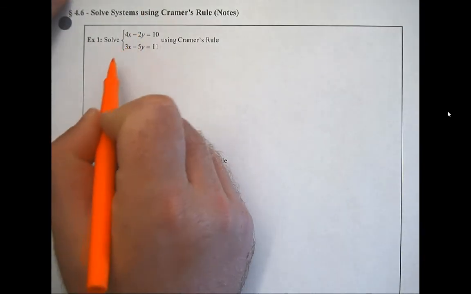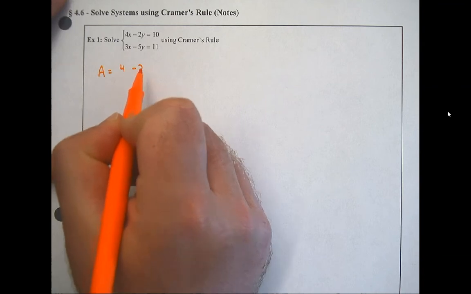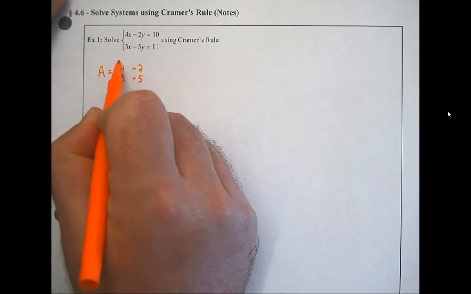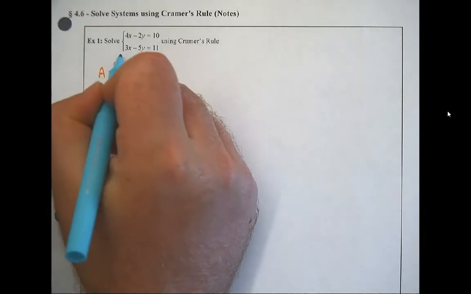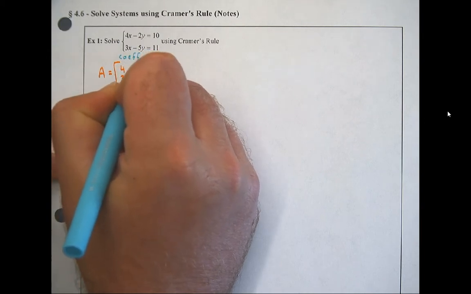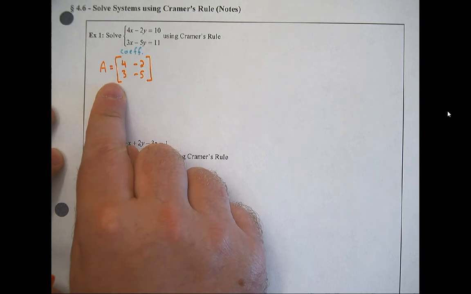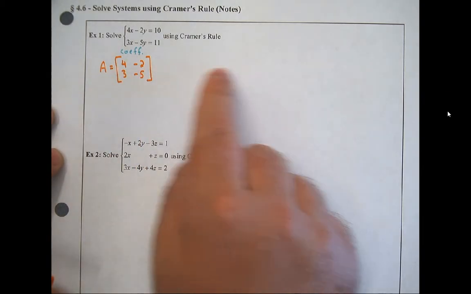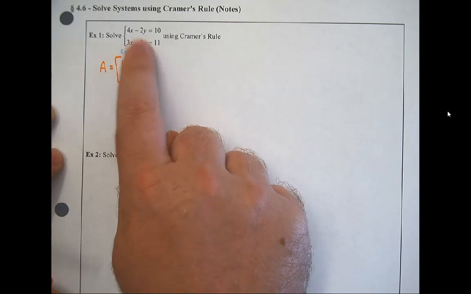So Cramer noticed that if he set up the coefficient matrix 4, -2, 3, -5, this is the coefficient matrix that we talked about back when we did story problems, when we talked about X equals A inverse B to use our calculator to solve matrices. He set up the coefficient matrix, and then he set up two other matrices depending on how many variables you had. So in this case, we have the coefficient matrix, and then he made two variable matrices.